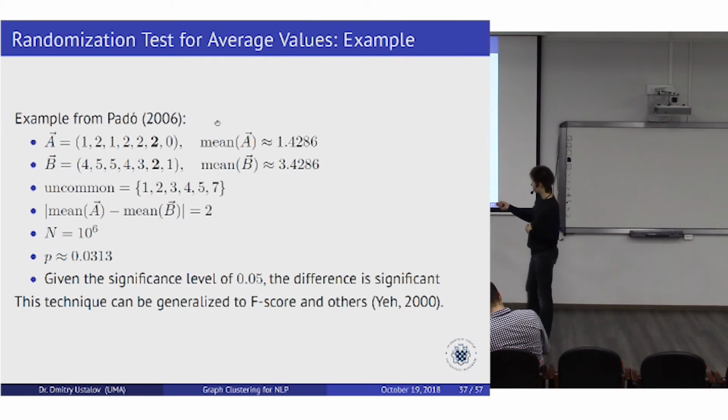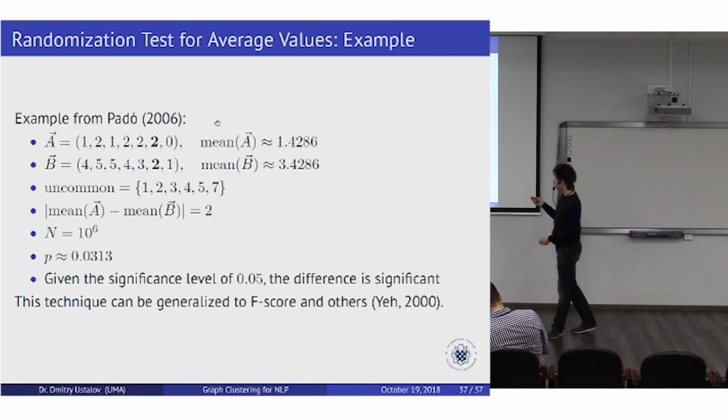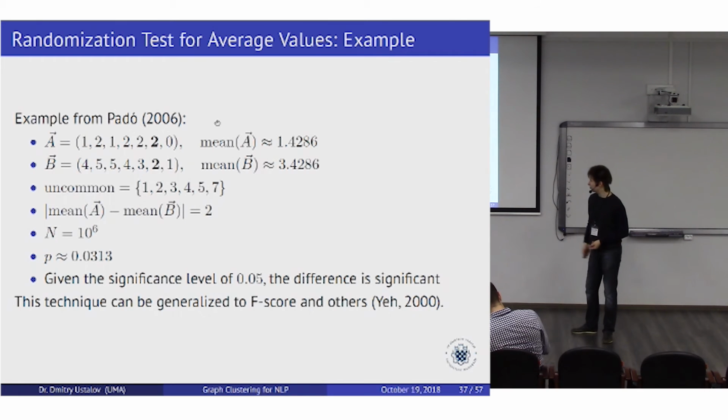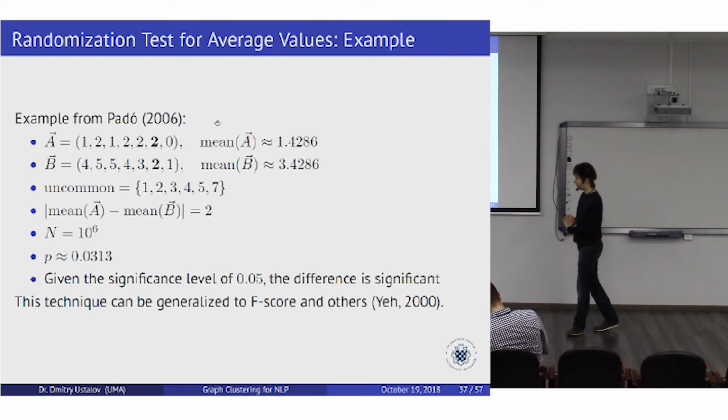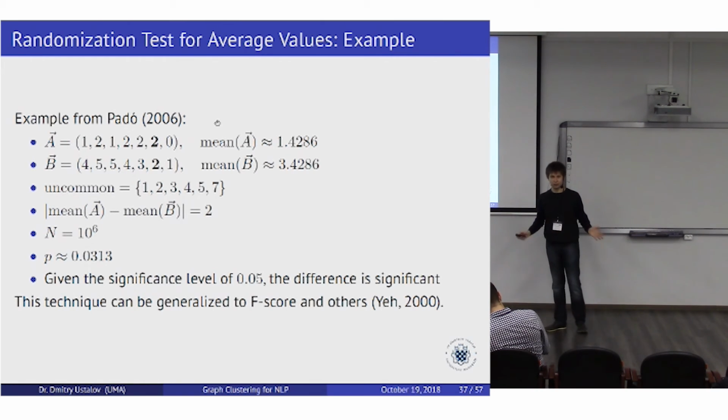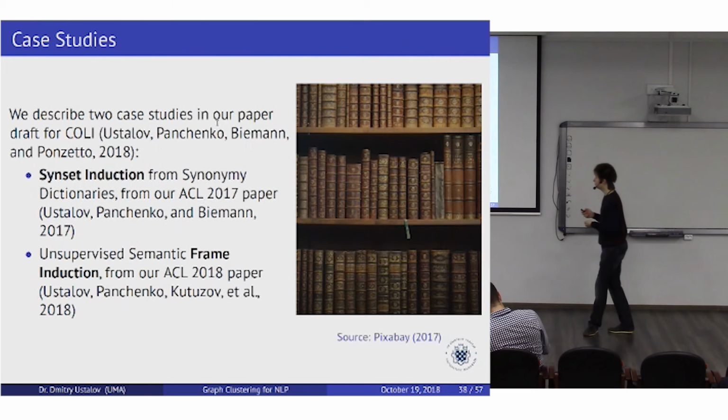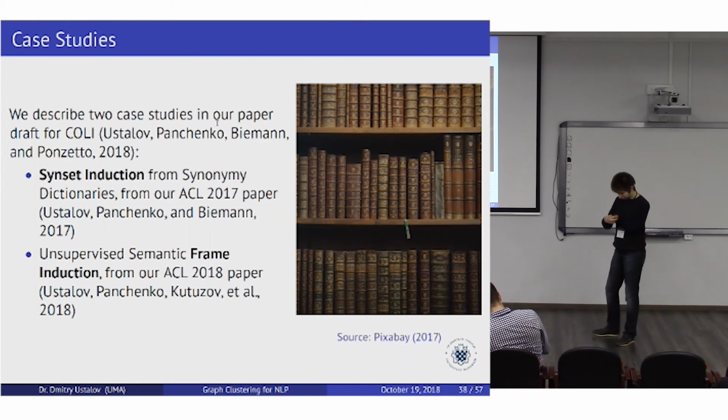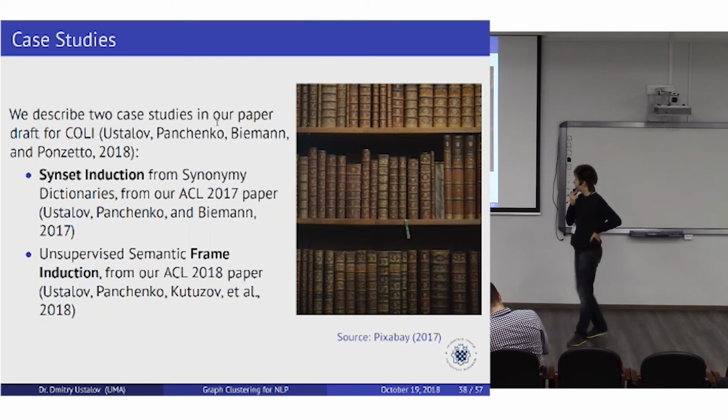Under the significance level of 0.05, which is a pretty common one, you can say the difference is significant. You can generalize this approach to a lot of other measures, and it has no assumptions behind it, like normal distribution. It really has no assumptions. It's awesome to have such a test. Please use it. We don't have much time, but I'll try to make it quick.